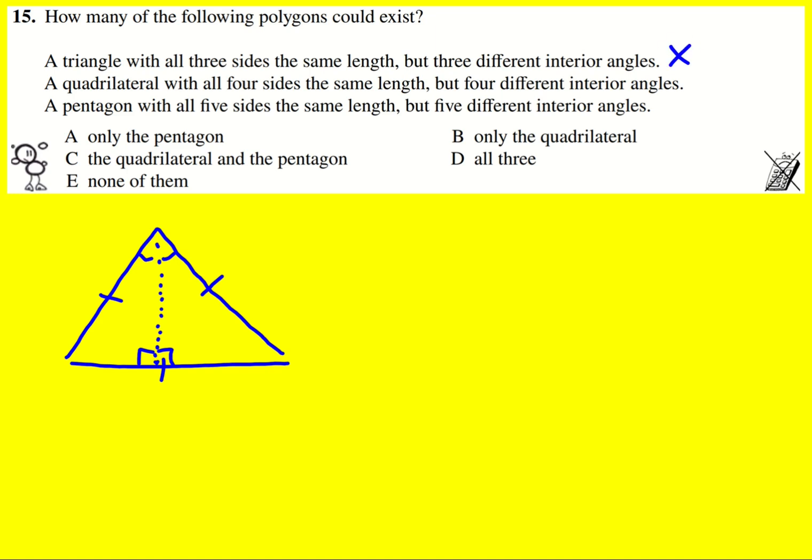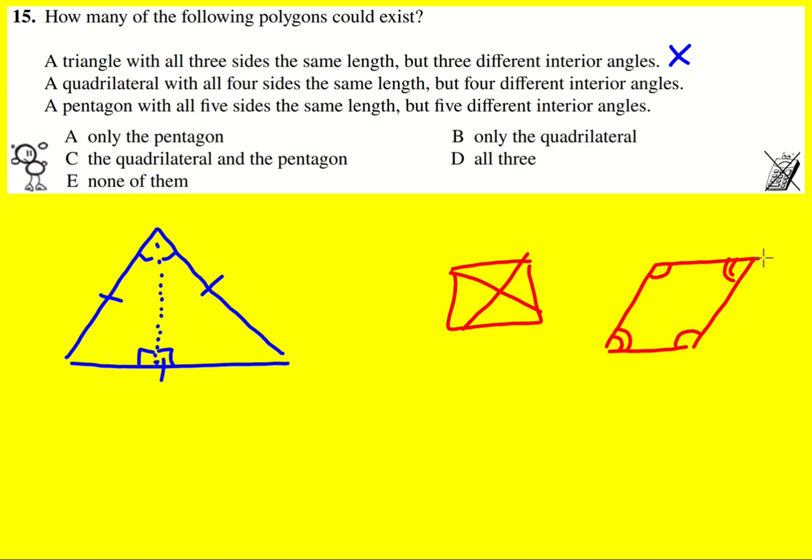Quadrilateral is arguably the toughest one. So one possible quadrilateral with four equal sides is a square, but clearly this has all angles of 90, so it can't be that. That only leaves one other shape called a rhombus. And in a rhombus, you actually have these two the same and these two the same.